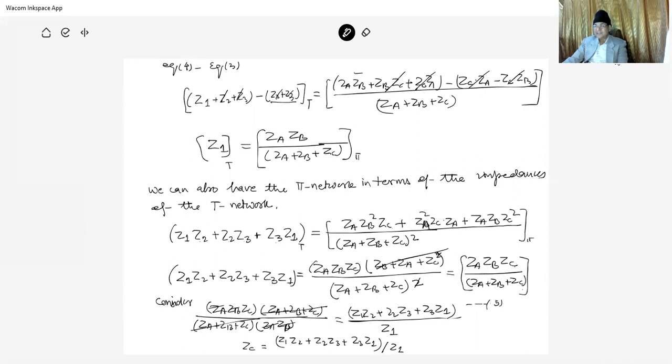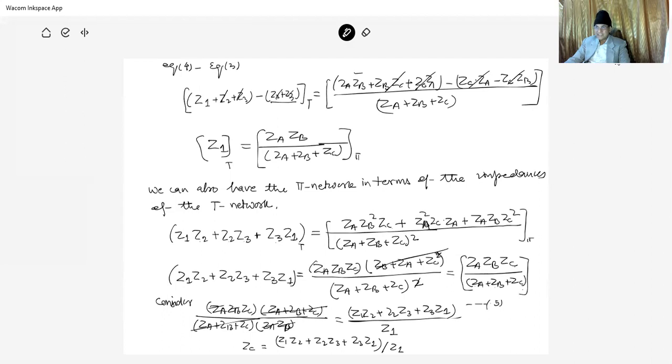So what is this? This is the combination of all three resistances in the pi network. This is the combination of all three resistances in the T network. So in this case, the T network is given, and on the basis of the T network, we have to design the pi network. So for the pi network, we have to find the value of ZA, ZB, and ZC. So for ZC, you see this one is divided.